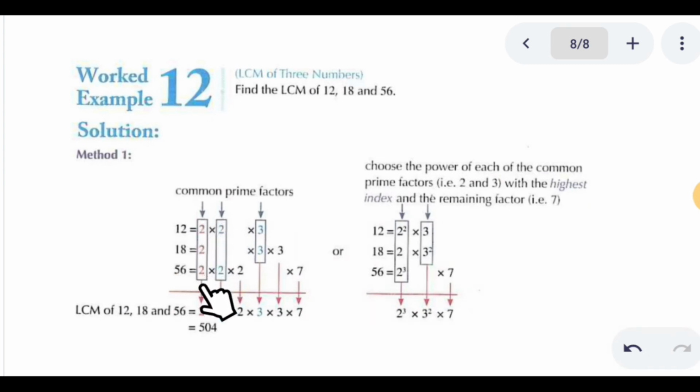After writing all these prime factors, we first list the common prime factors. The first common prime factor is 2, then again 2 which is common in two of the numbers, then 3, and then the remaining prime numbers are also listed here. Then we multiply all these prime numbers to find the LCM of these three numbers. We can see that the product of all these prime numbers is 504. So the LCM of 12, 18 and 56 is 504.